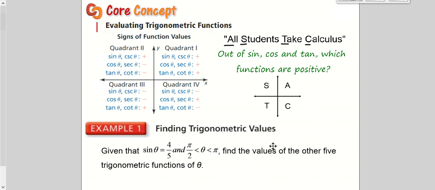All right, this is going to help us because of the way we're going to solve these problems today. Example 1, find trigonometric values. Given that sine of theta is 4/5 and theta is between pi over 2 and pi, find the values of the other 5 functions.